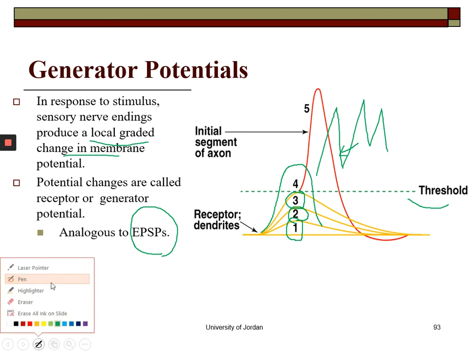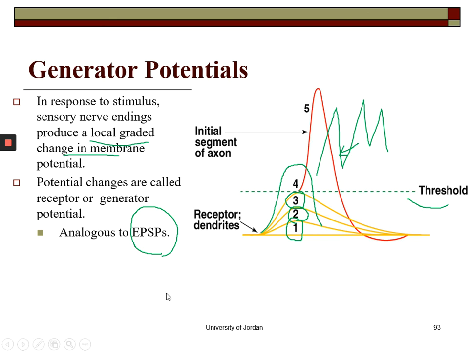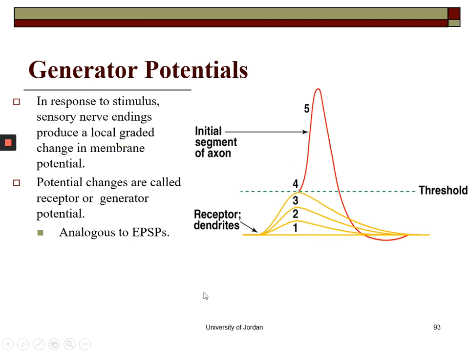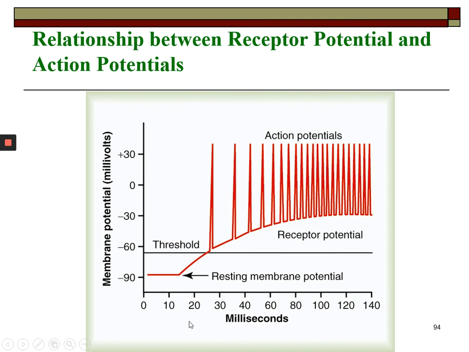It depends here on the amplitude. The more the amplitude, the stronger the stimulus. This is the way. The membrane potential can be minus 70, minus 90, whatever. There is no way there is an action potential unless you reach the threshold here. When you reach the threshold, there is an action potential.